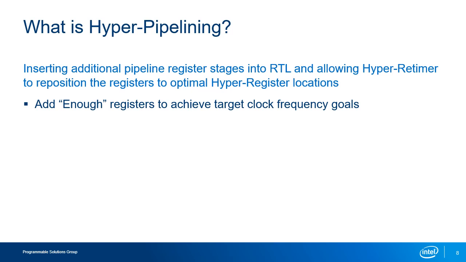Hyper-pipelining. Hyper-pipelining is the process of inserting additional pipeline stages in your design and allowing the hyper-retimer to move them into hyper-register locations for optimal performance gain. How many registers do you add? However many necessary to achieve your target clock rate.